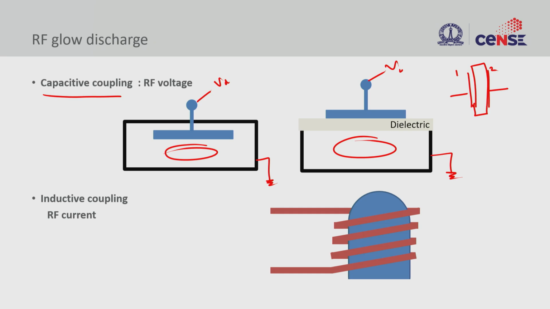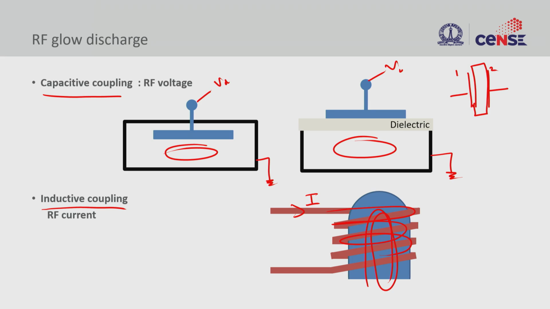The next way is to do inductive coupling. Inductive coupling invariably uses a coil. I have a coil which is wound on top of a bell jar here. When I pass a current through this, this current will create a perpendicular electric field here. And that field will make sure whatever molecules are sitting inside this jar will be activated. So you are giving energy to these molecules by creating this magnetic field.